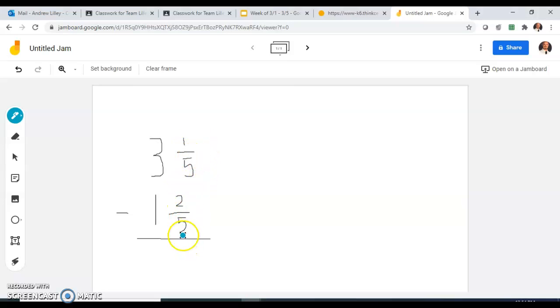1/5 minus 2/5. If I have 1, can I take 2 away? I cannot. And so you might be thinking, all right, how do I do that then? So we can turn this 1 into a fraction greater than a whole by taking 1 from the 3 here. So that 3 will now become a 2. And that's still 2 wholes there. That's not a fraction or anything like that.